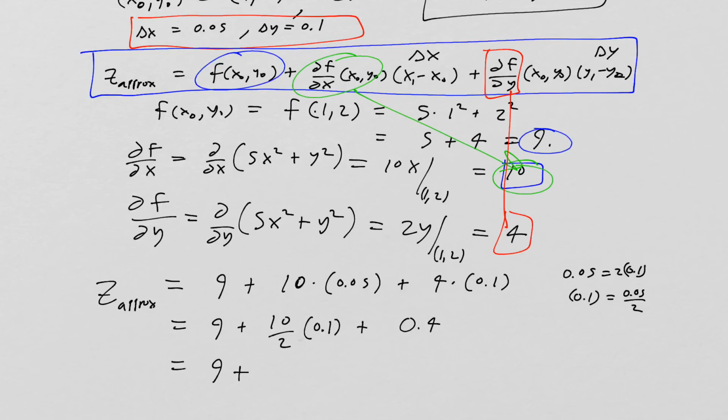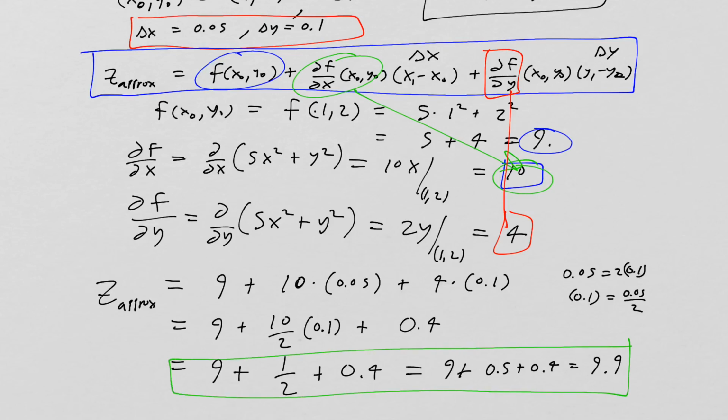That's going to be 1/2 plus 0.4. So we're going to have 9 plus 0.5 plus 0.4, otherwise known as 9.9. So that's our answer right down there.